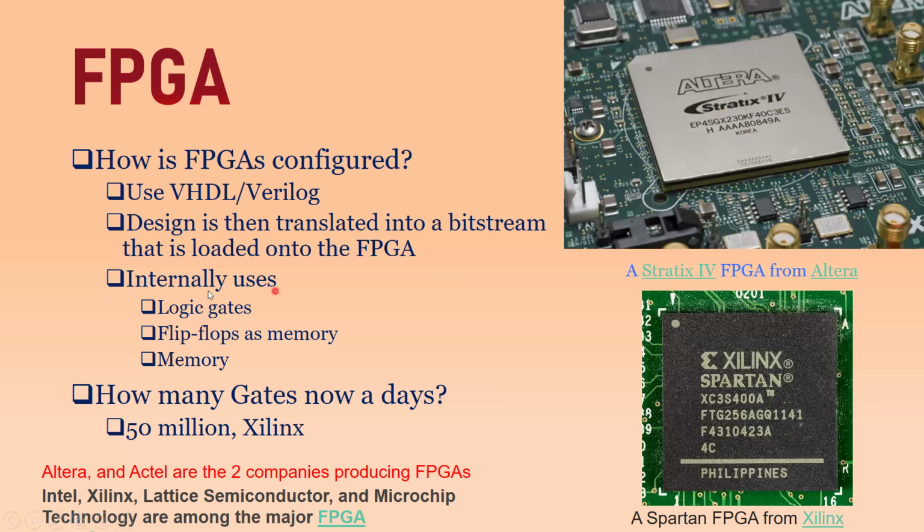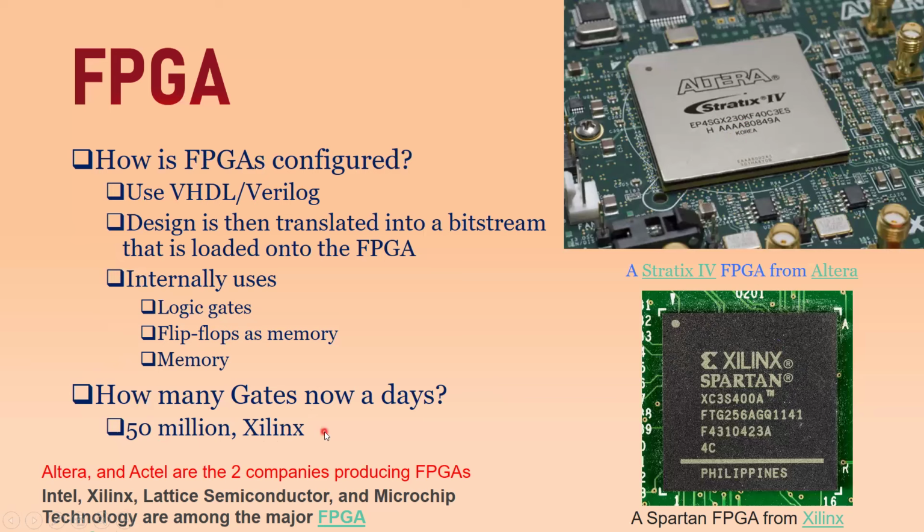So internally, an FPGA uses logic gates, as I said, flip-flops as a simple memory, and you also have advanced memory blocks inside these ICs. So how many gates are there nowadays inside a typical FPGA? Nowadays you have more than 50 million gates. So the company which provides the FPGA features those gate capabilities.